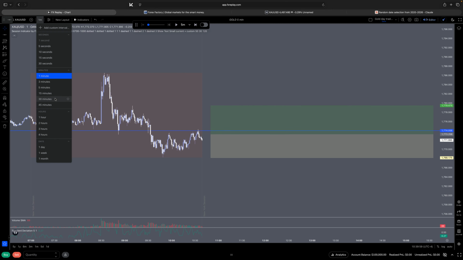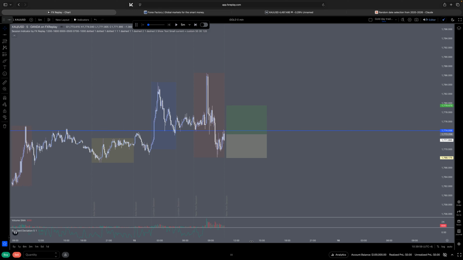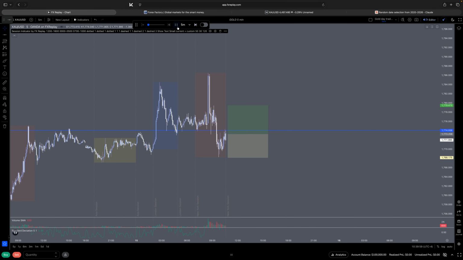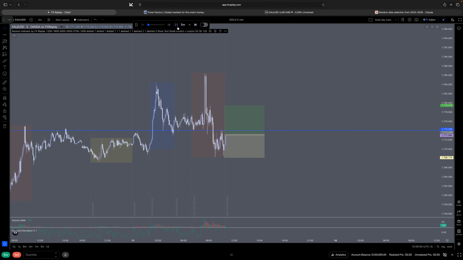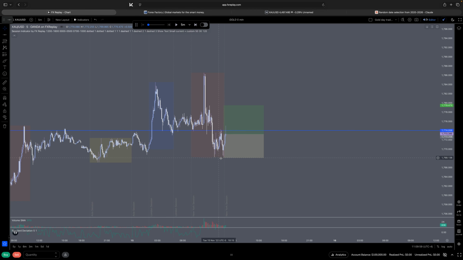But me personally, I wouldn't take this because it's just low probability. I would just sit on the side. But let's just see how it goes. I would enter this though.